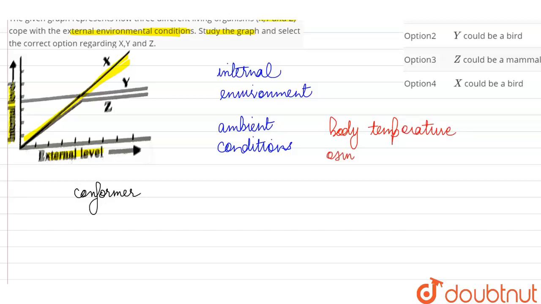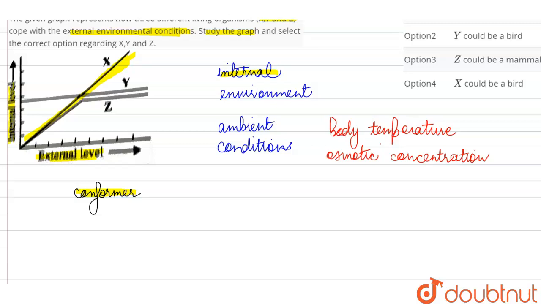And similarly, if the osmotic concentration in the surroundings is going to change, then the osmotic concentration inside the body will change accordingly. So such an organism which has been shown in the curve X, where internal conditions are changing along with external conditions, this is an example of a conformer.